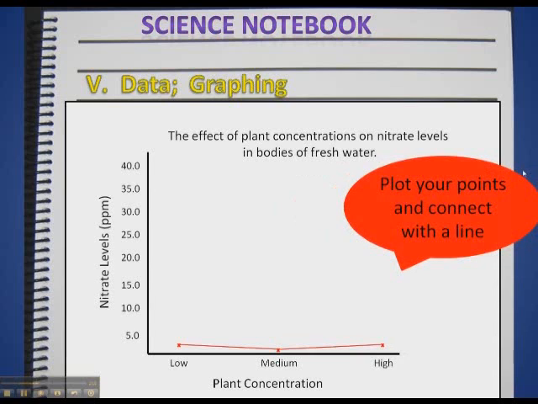Another important tip is to plot your points and connect them with a line. Of course, you're only going to connect them with a line if you're doing a line graph, but since this is the most popular graph to be used, I figured it was important to mention. So I have three plots. Using x's is a good idea, and then it's just a matter of connecting the x's.